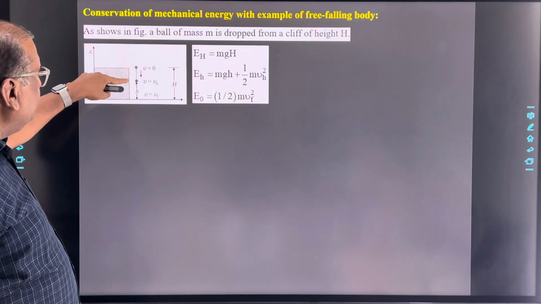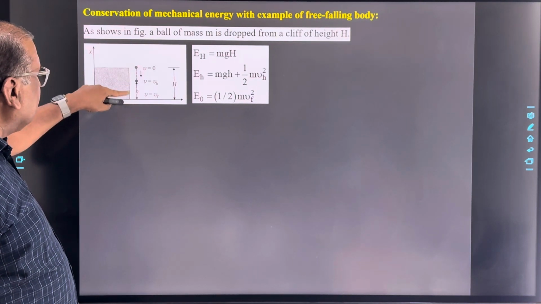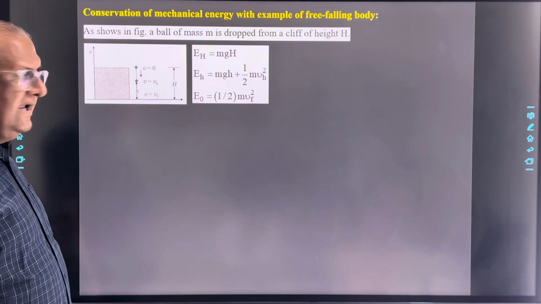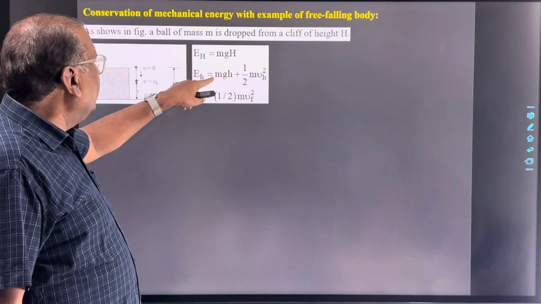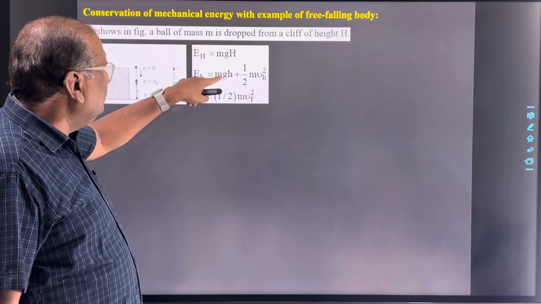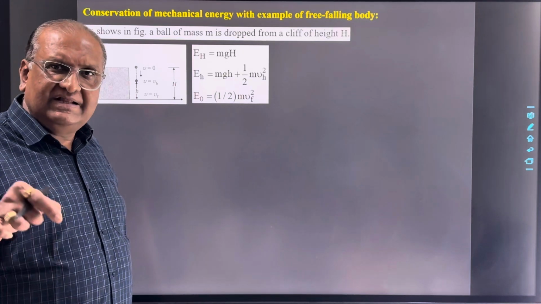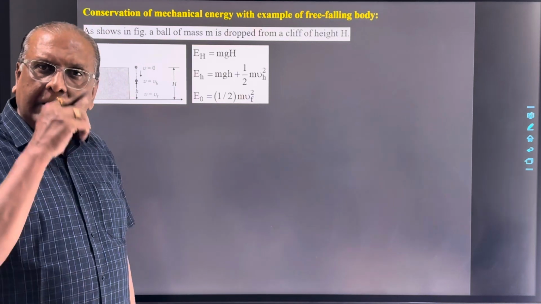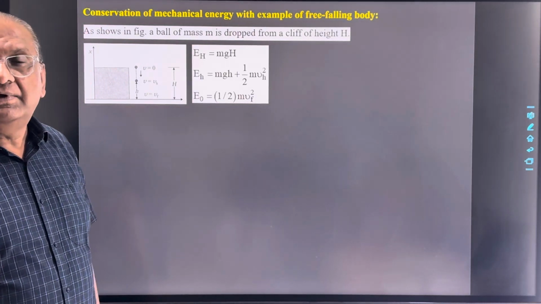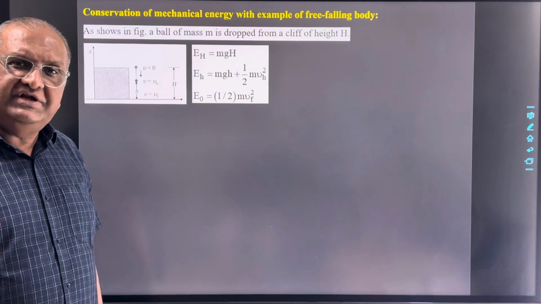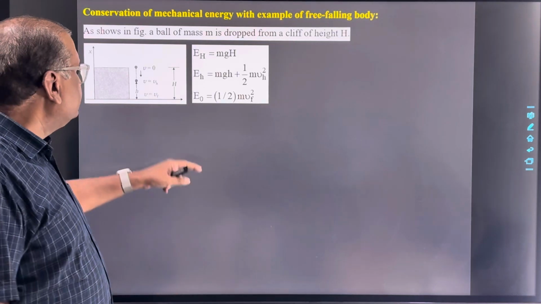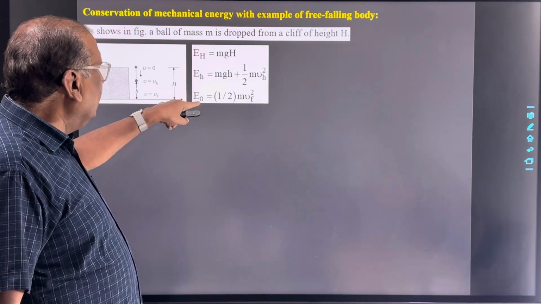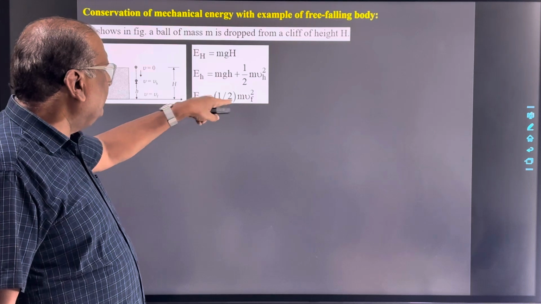When it is at the position at height small h from the surface of the earth, the potential energy is mgh, and suppose at that position the velocity is vh, then kinetic energy is half m vh square. When it hits the ground, then h equals 0, so potential energy is 0, and the total mechanical energy at the ground is half m vf square.